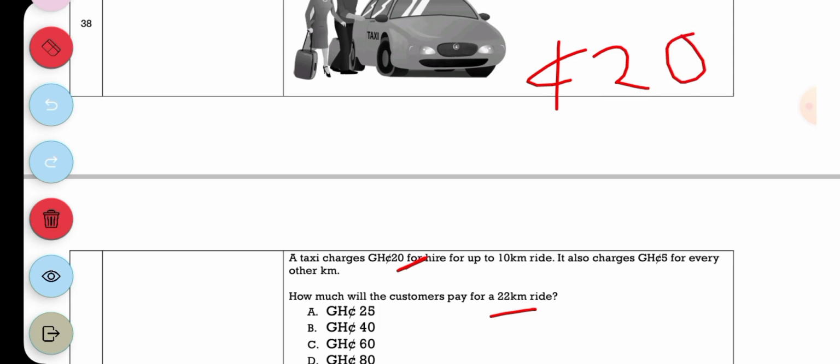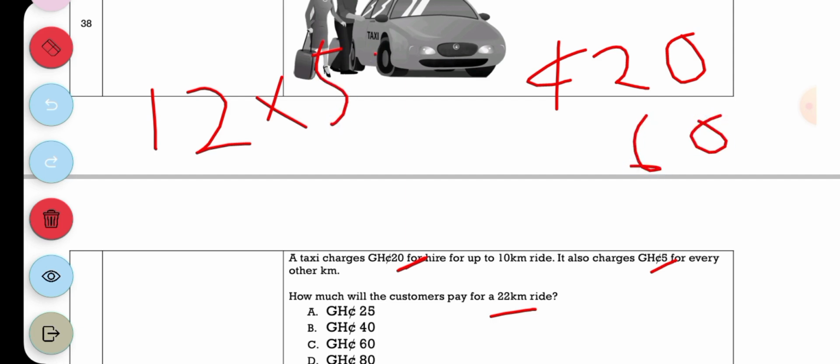So now the customer has to pay for the remaining 12. Now for all the 12, the customer is going to pay what? For each, the customer is going to pay 5 cedis. So 5 times the 12 will give you 60. So 60 cedis for the remaining 12 kilometers. So adding everything, you're going to have 80 cedis, which is D.